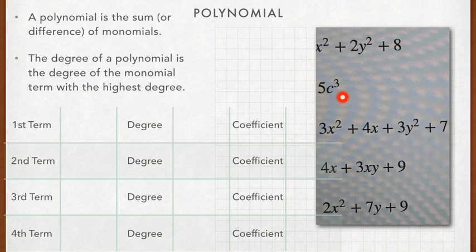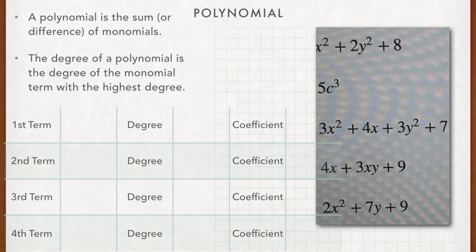This is definitely a monomial because there's only one term, and even though we have a number and a variable, they're being multiplied together, which makes it a monomial. Is this a monomial or a polynomial? We have 1, 2, 3, 4 monomials, and we're adding them, so this would make it a polynomial.